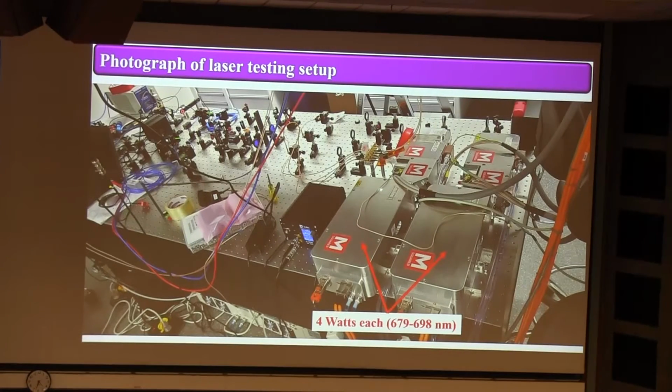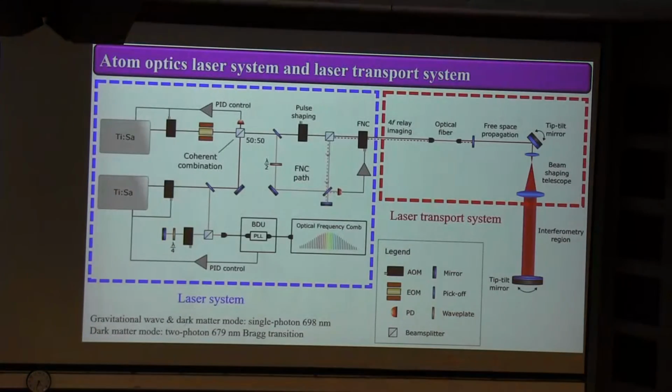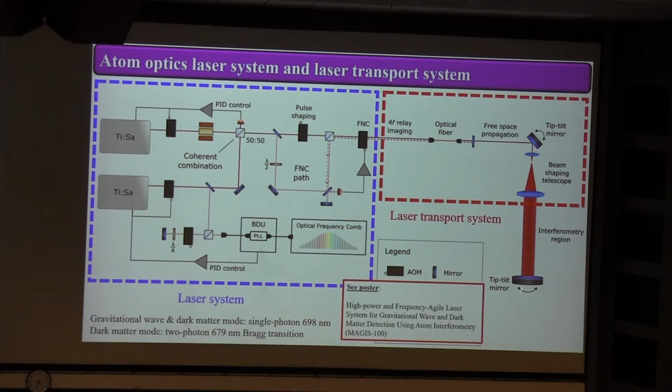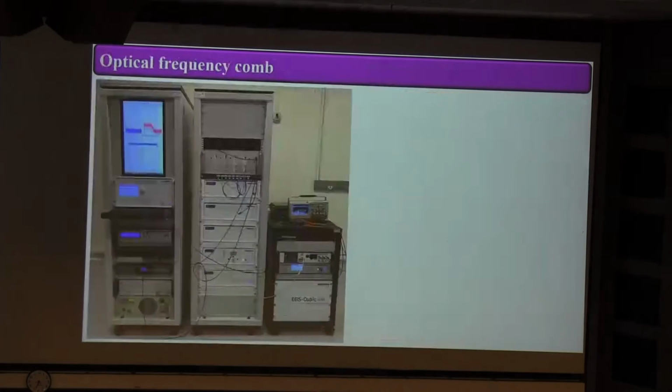All right, so here's a picture of the laser system. Here's how it works. We have two titanium sapphire lasers, and in the single-photon clock transition, we coherently combine them on a 50-50 beam splitter to increase the power and hence increase our Rabi frequency. And when we operate in the Bragg mode, we tune one of them red and one of them blue to the 679 nanometer transition. And in both modes, these two lasers are stabilized to an optical frequency comb. If you want to see more details, please see this poster here.